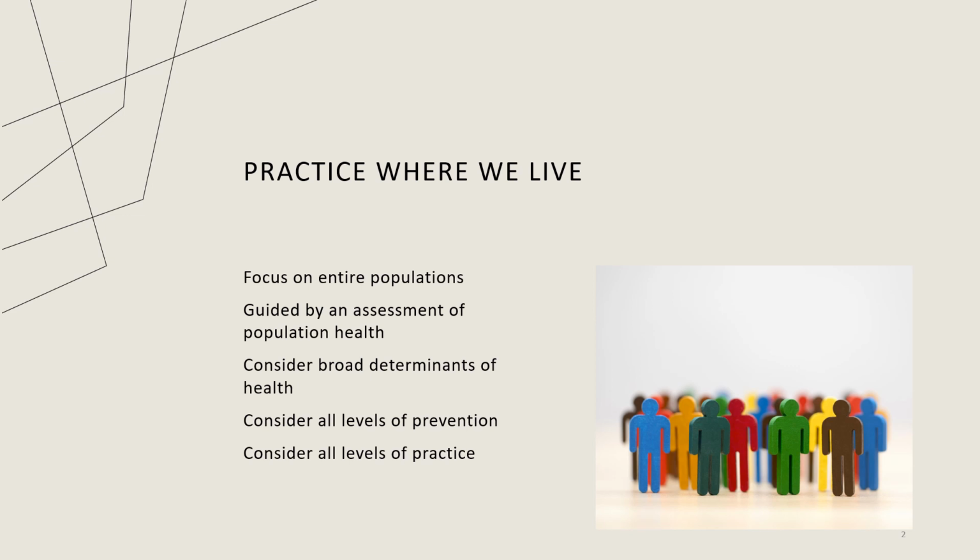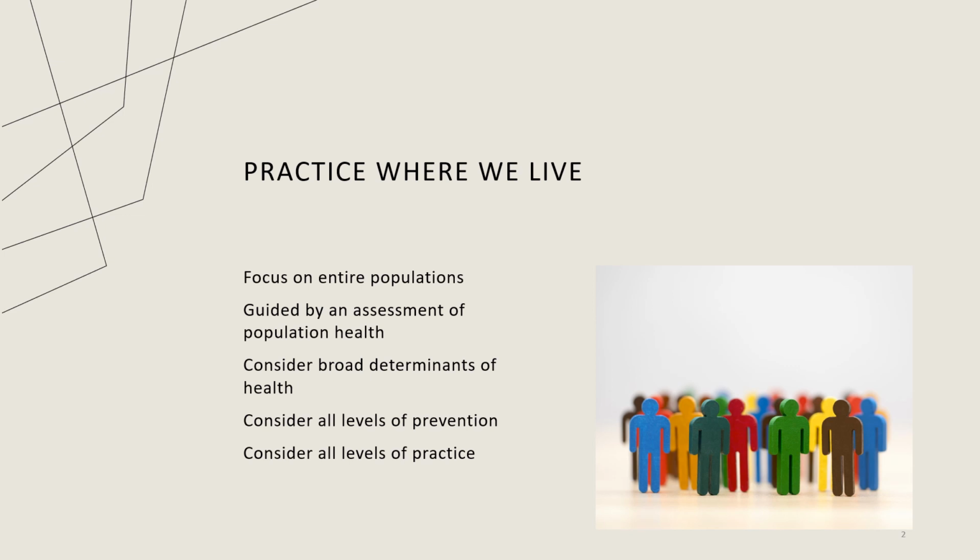It has to be guided by an assessment of the population health status that is determined through a community health assessment process. It has to consider the broad determinants of health. We will learn more about the social determinants of health later on, but when we talk about determinants of health, we're not just talking about comorbidities here. We're talking about somebody's income, their education, access to transportation, access to healthcare. So there's a lot of determinants that actually end up impacting somebody's health outcomes.